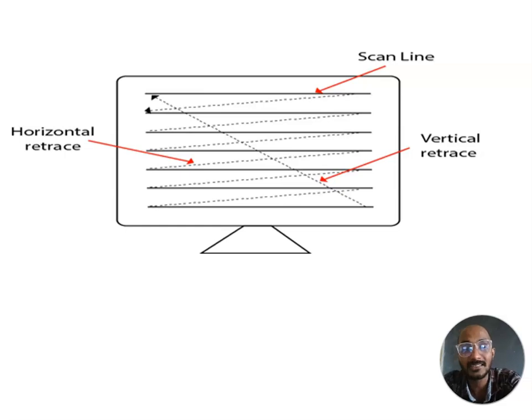Next, after reaching the end point, it will again go to the first point at the top and start scanning the line again. This is called the vertical retrace. It scans the scan line horizontally, and when it reaches the end point, it goes back to the first point, that is the vertical retrace. In this way, it will scan the whole screen and produce a figure.